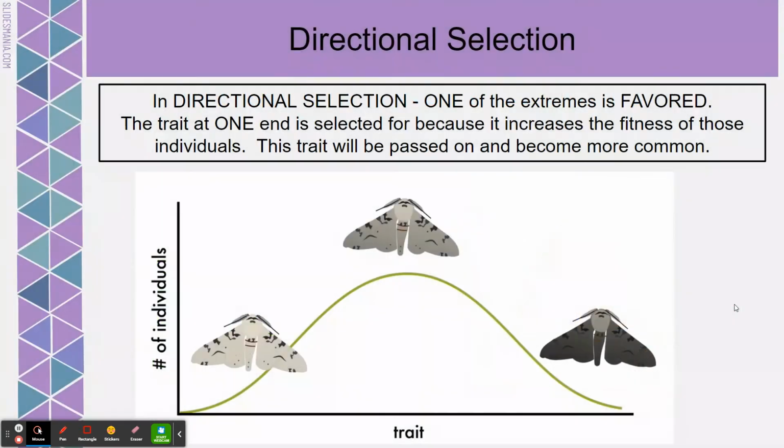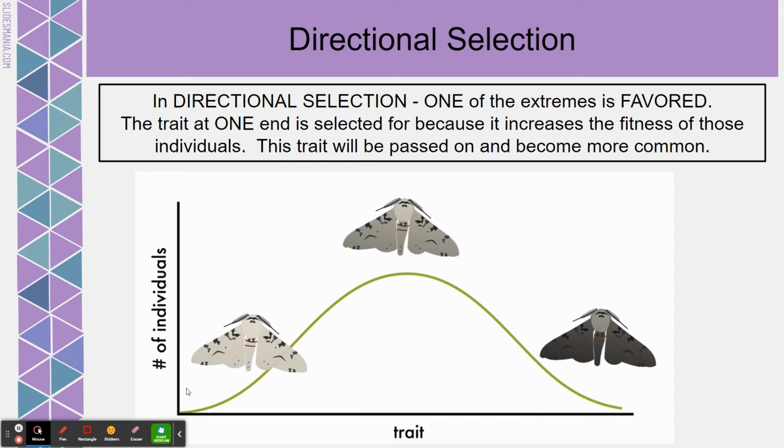Okay? So there are three ways that natural selection can work on a population in terms of a trait that has a variety of outcomes. So from small, medium, large, or white, gray to black. So there's a bunch of different outcomes here in terms of the color. It's a variety. And so when you have a trait like this, it's called a polygenic trait, you're going to see this bell curve. And there are three ways that natural selection can work on this bell curve.